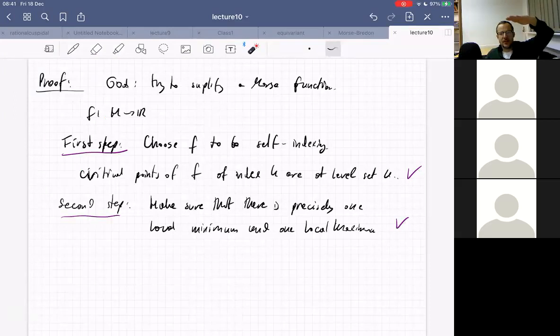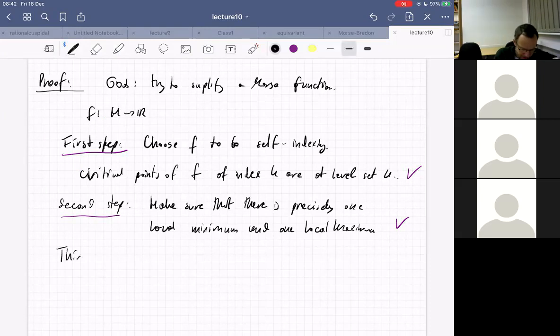But if you pass above critical points of index one, the level sets are not simply connected, because index one critical points just create loops. All right, so that's what we already did during classes as well. So we need to get rid of critical points of index two.